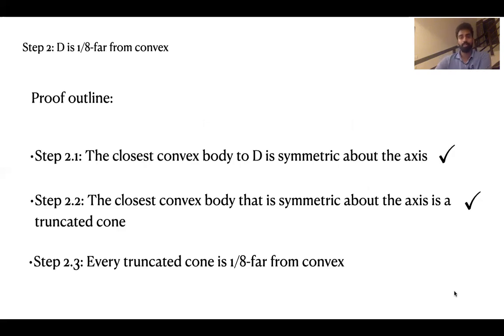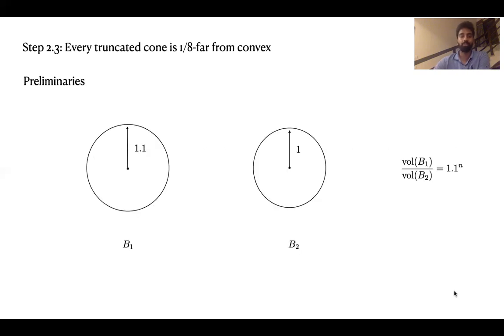Next, this is the last step for proving step 2. Here we show that every truncated cone is far from convex. Before we prove this, we need to know a fact from convex geometry. Let's say I have a ball of radius 1.1 and a ball of radius 1, in n dimensions. Then the ratio of their volumes, the ball 1 would be exponentially larger than ball 2. So you can think of the volume of ball 2 being almost 0 compared to the volume of ball 1.